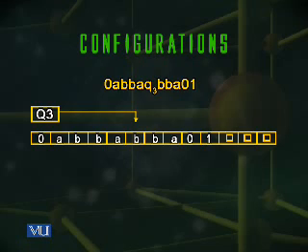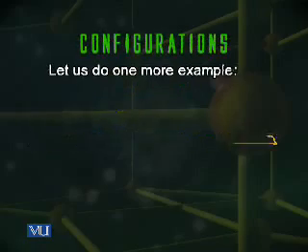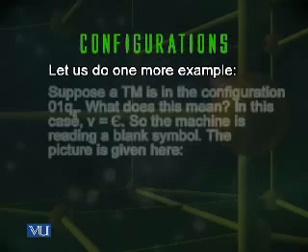As you can see in this picture, the machine is shown to be in the state Q3, and the tape contents are 0A, BBA, BBA01, and the machine is reading a B, which is residing on the 6th cell of the tape. Let us look at one more example.